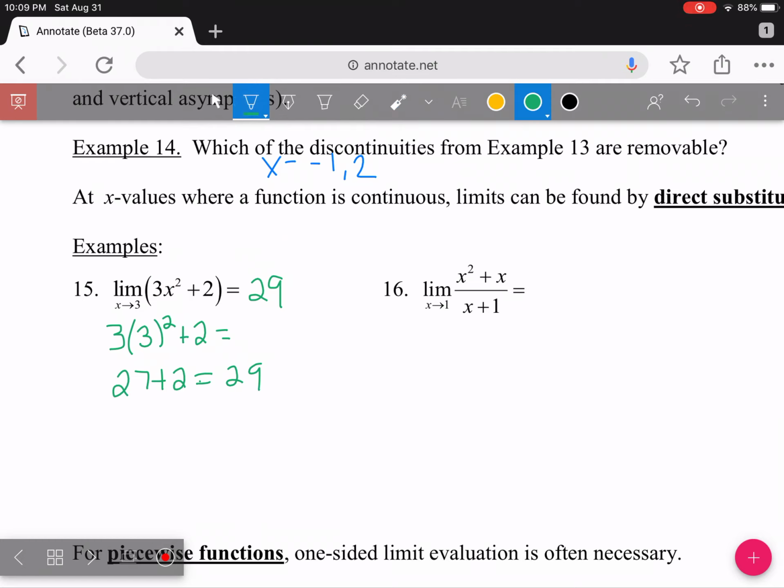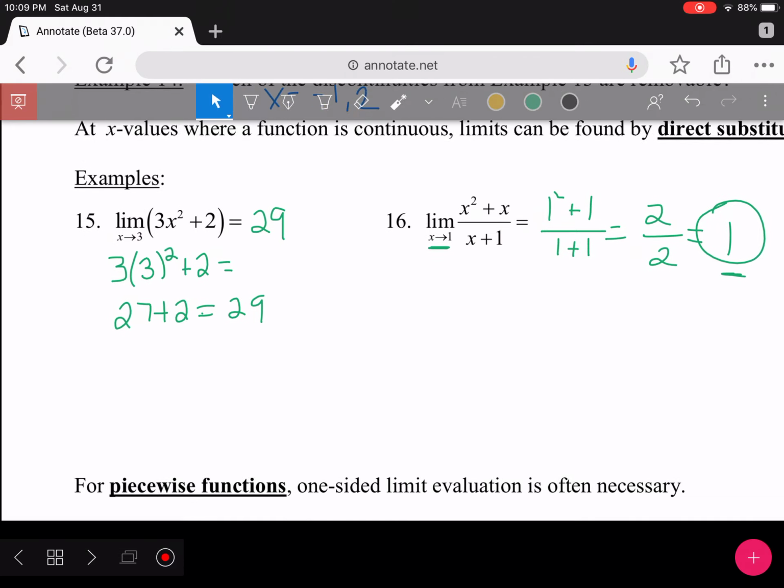So then this one, same thing. The limit as x approaches 1, we just plug 1 in. 1 squared plus 1 over 1 plus 1 is 2 over 2. So the limit of this function as x approaches 1 is 1. So as x is getting really, really close to 1, we're getting really close to y equals 1.